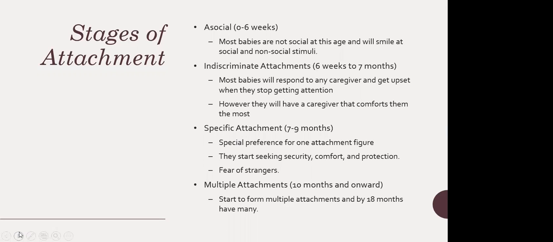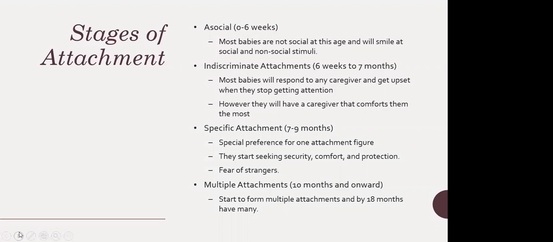Some babies show stranger fear and separation anxiety much more frequently and intensely than others. Nevertheless, they are seen as evidence that the baby has formed an attachment. This has usually developed by 1 year of age. So the next stage is multiple attachments, and that's 10 months and onward. The baby becomes increasingly independent and forms several attachments.